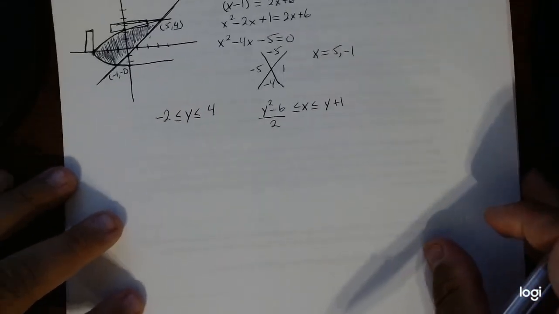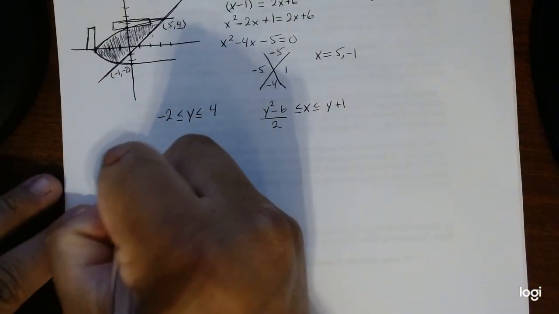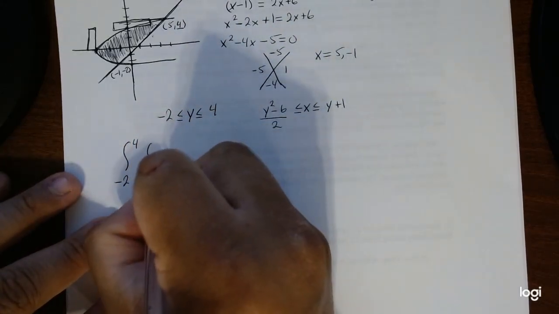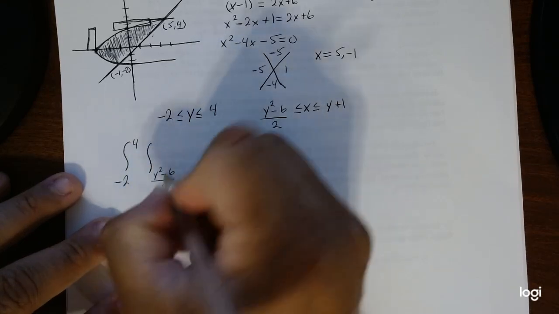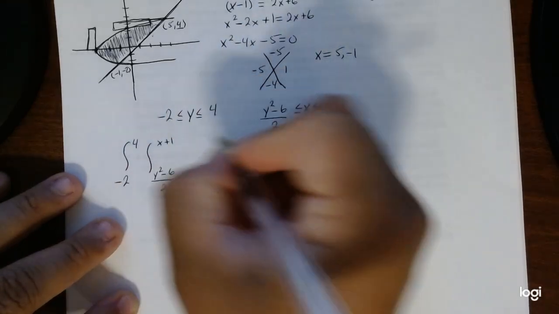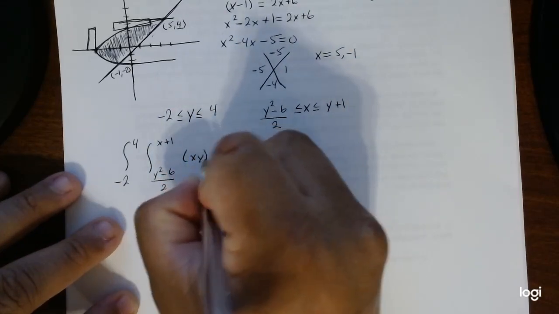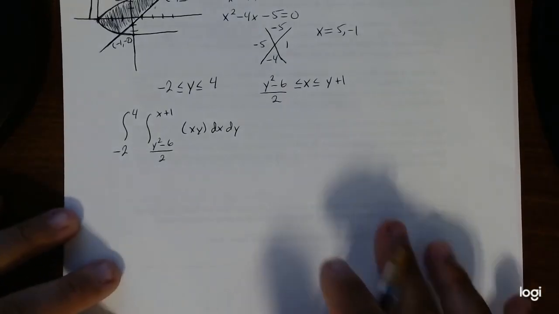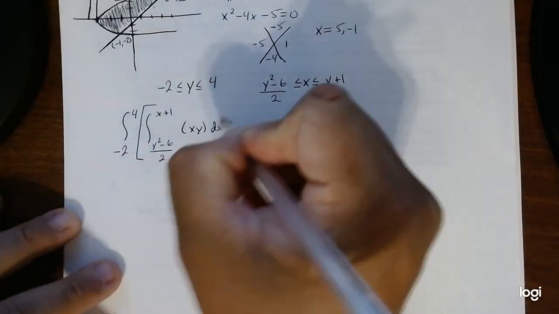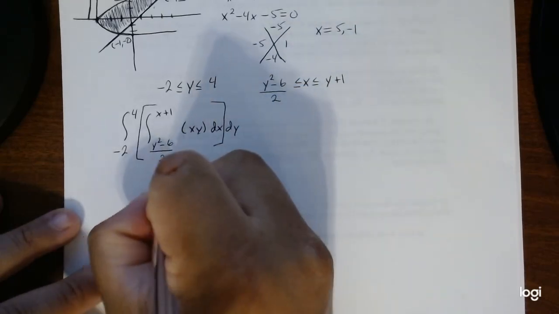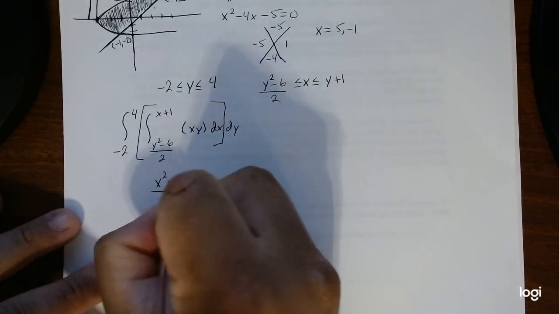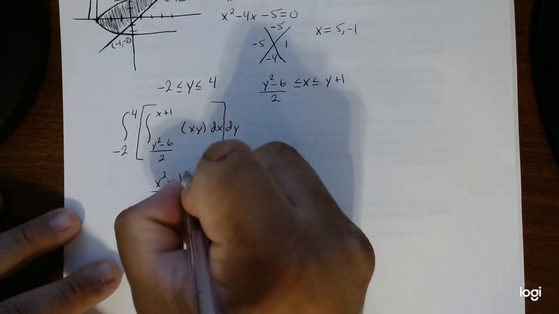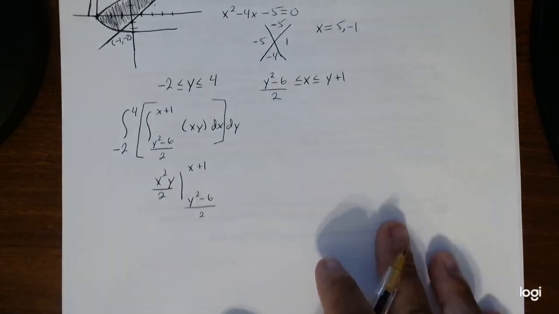So now we put our bounds. We're just going to take the integral from -2 to 4, and then on the inside it's going to be the x values of our function x y, dx dy. So the integral with respect to x is going to give you x squared y over 2, evaluated at these two functions.